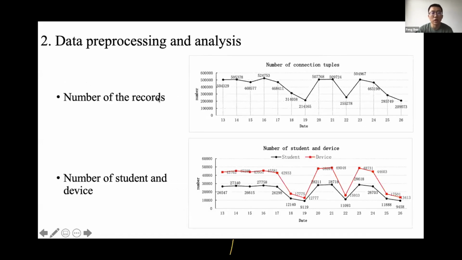Before modeling, we first do some data analysis. This is the number of records per day for 2 weeks of data. And this is the number of students and devices using Wi-Fi per day. We can see the number on work days is much more than on weekends. We think the reason should be that many students live off campus or spend weekends out of school. They will not use Wi-Fi on campus during that time.